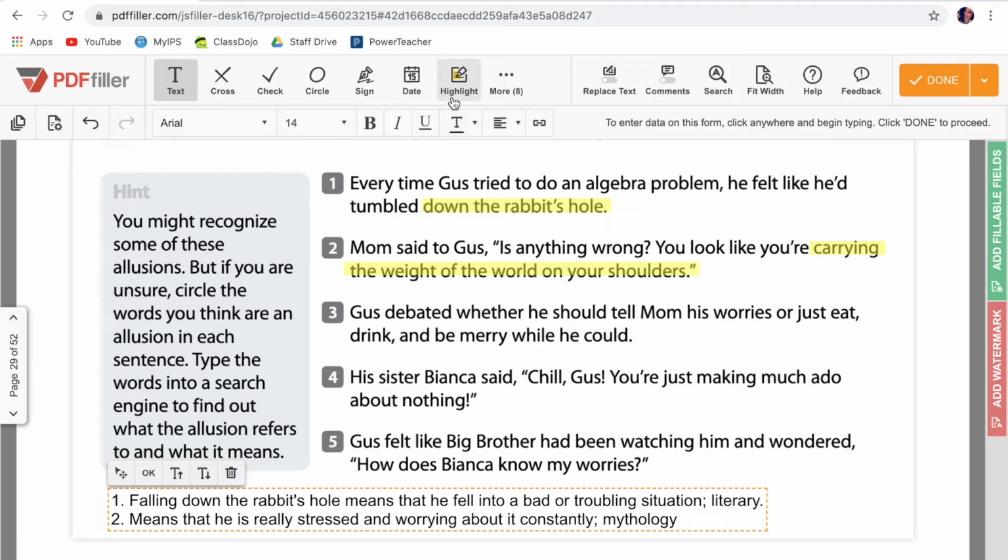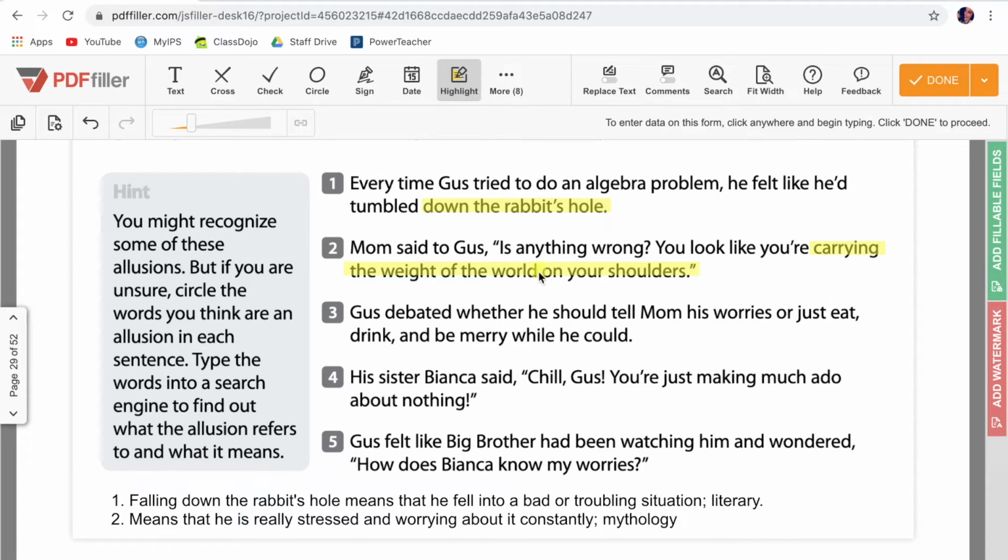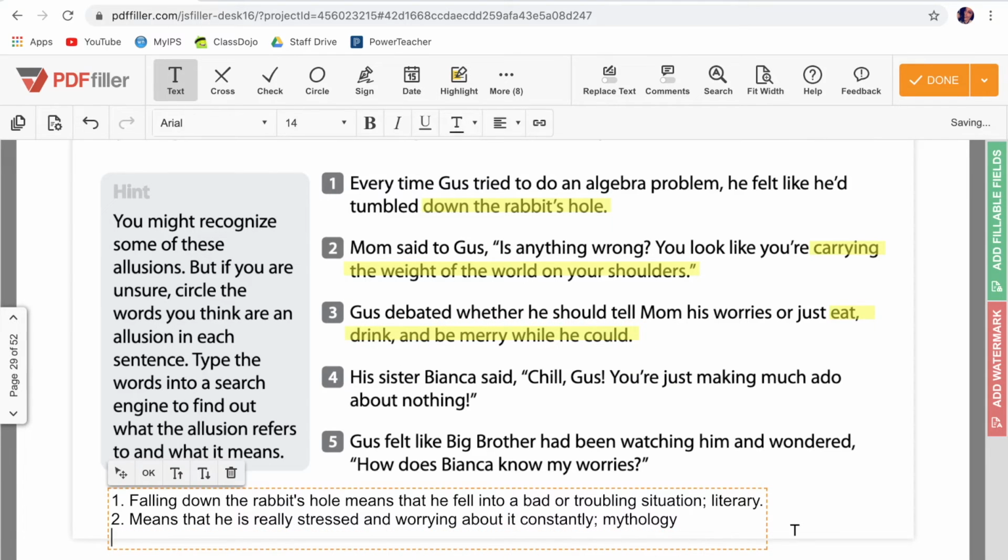So let's look at our next one here. It says, Gus debated whether he should tell Mom his worries or just eat, drink, and be merry while he could. So, obviously the end part is kind of the part that's confusing here. So, when we think about eating, drinking, and being merry, I've heard that phrase before. That just means that we are able to do things without worrying, right? So, he is able to do things for fun without worrying.